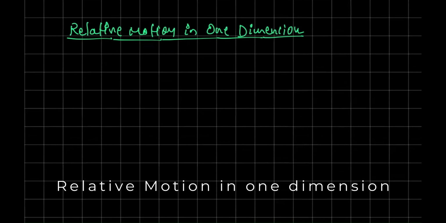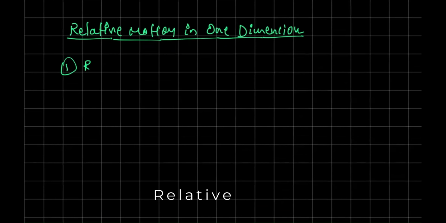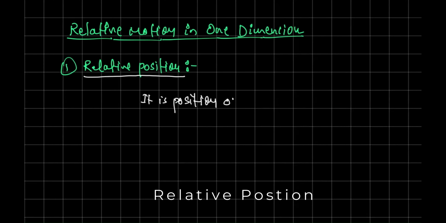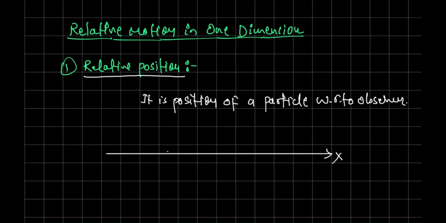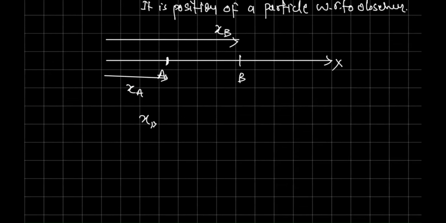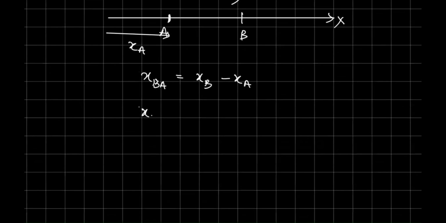So we start. The first term we need to understand is relative position. It is the position of a particle with respect to the observer. Suppose we are taking 1D only. This is your x-axis, and suppose there is a person A and a person B. The position of person B is XB, and the position of person A is XA. So can I say the position of B with respect to A is position of B minus position of A? When you have to find the position of A with respect to B, then you have to do XA minus XB.